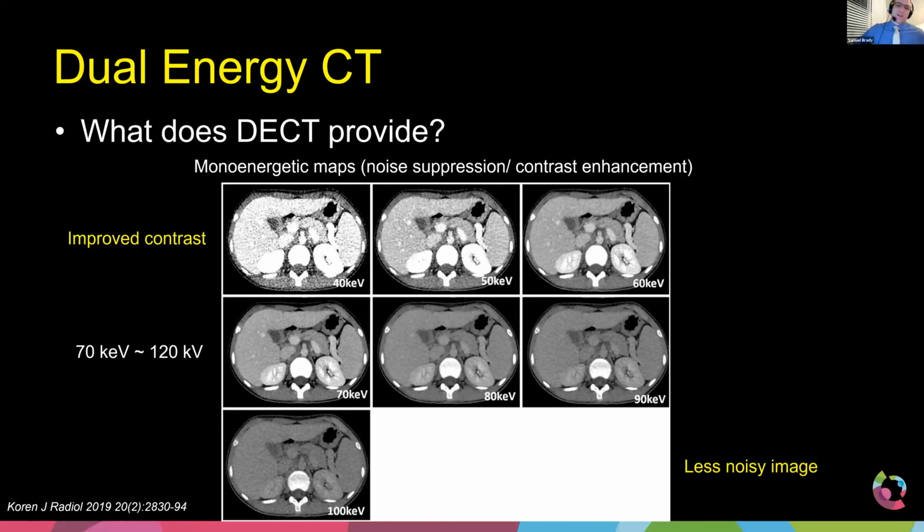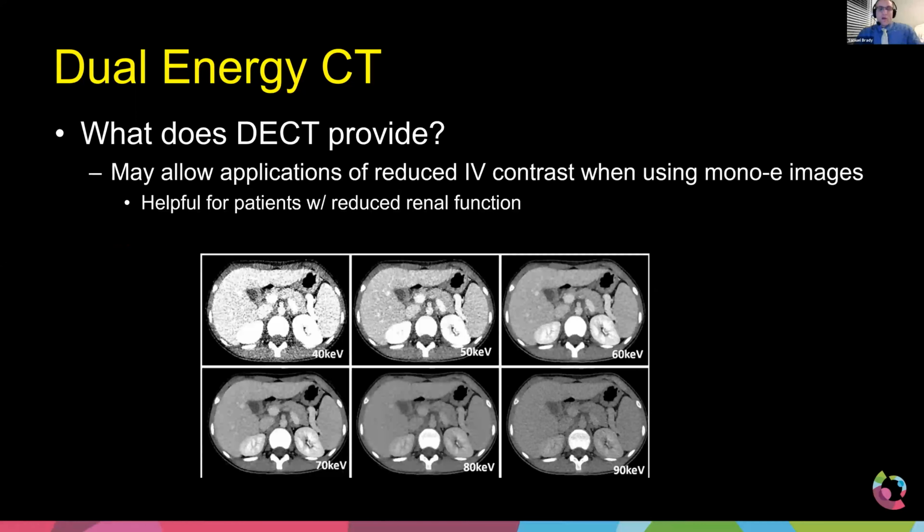In a monoenergetic image, the 70 kV, which is basically in the middle, is equivalent to a 120 kV image. So in a single energy CT scan, our traditional 120 kV acquired image, if you look at the 70 kV, they're mostly comparable.